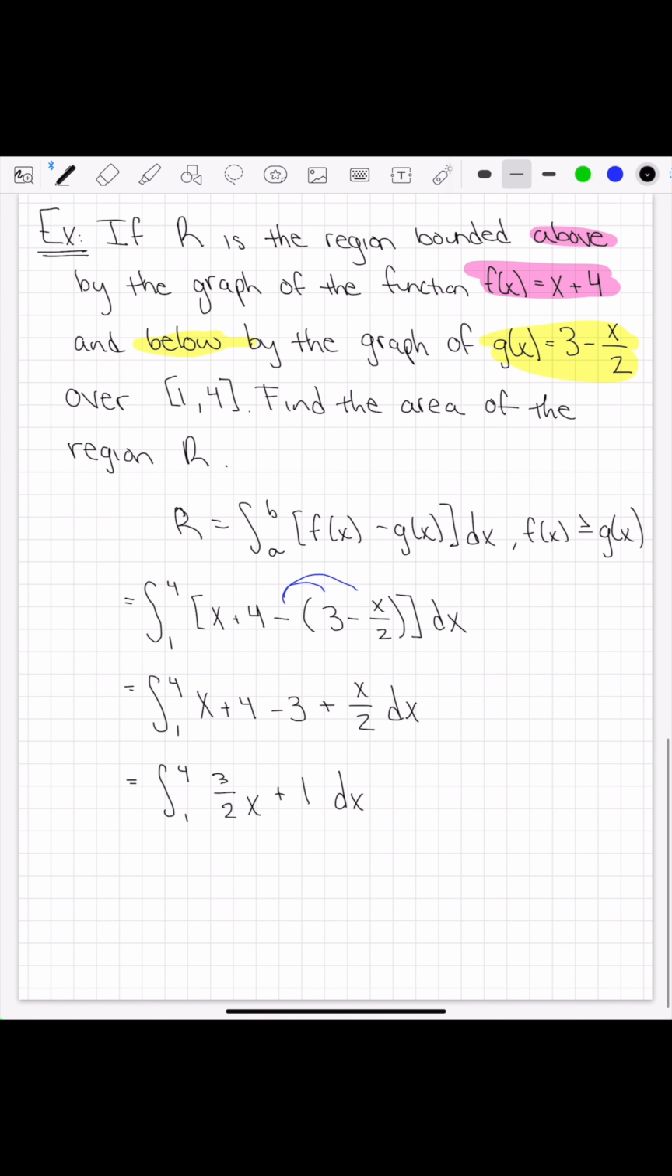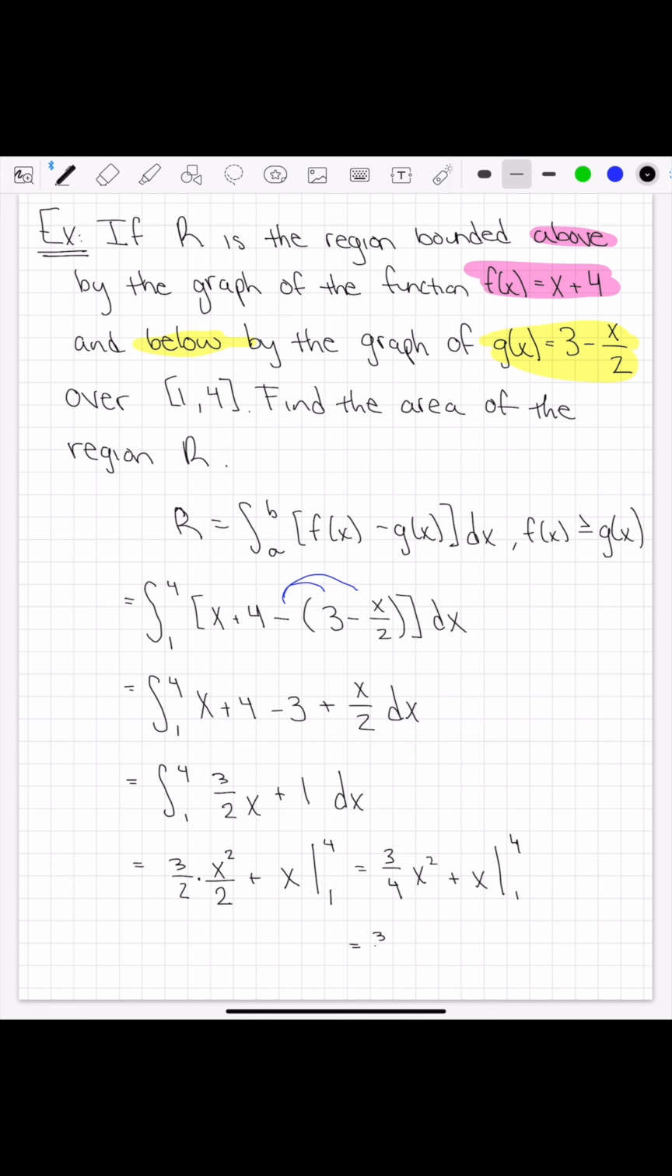Now we're able to do the antiderivative term by term. We can just keep the 3/2 and then add 1 to the exponent and divide by the new exponent. And then 1 becomes 1x, so I'm just going to write x. And then that is at 1 and at 4. So this is 3/4 x squared plus x at 1 and at 4.